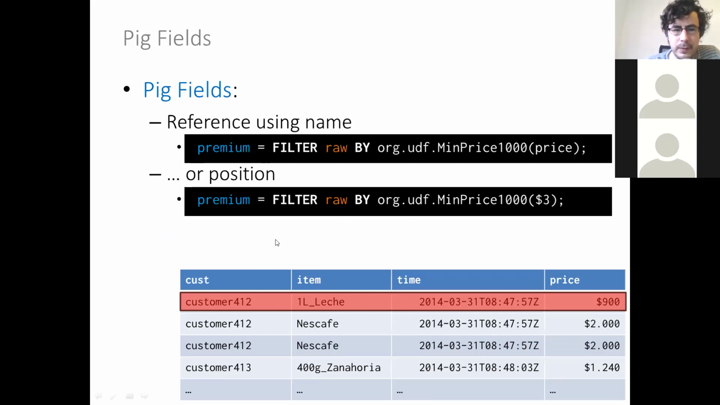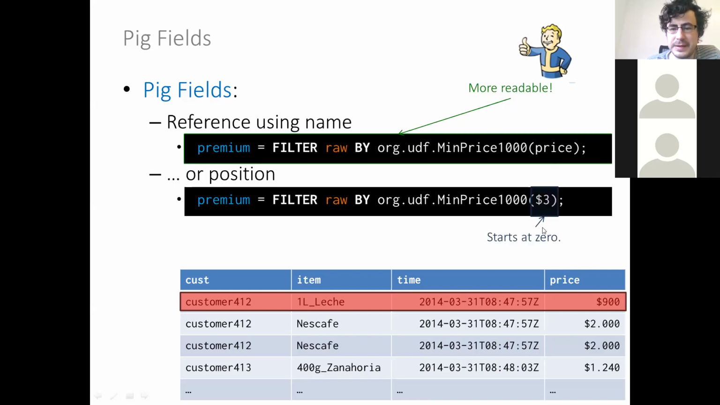So if we want to reference a particular column, we can do that in two different ways. We can reference using the name. So we can say, okay, we want to filter by price on this column called price, using that from the schema, or by position. So we can say $3, which would be the fourth column. In general, using the name is much preferred because it's much more readable if you're reading a Pig script. Much easier as well, I would say, to code. If you use position, then the $ sign starts with 0. So $0 will be the first column here.